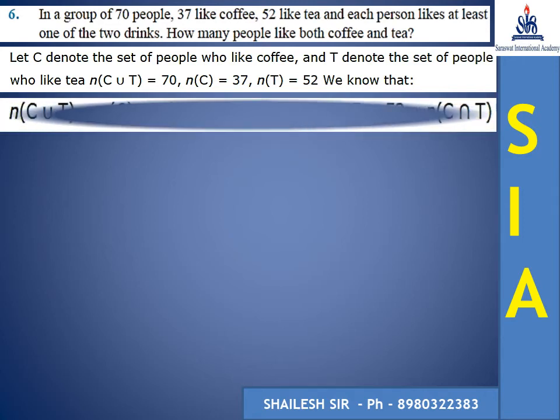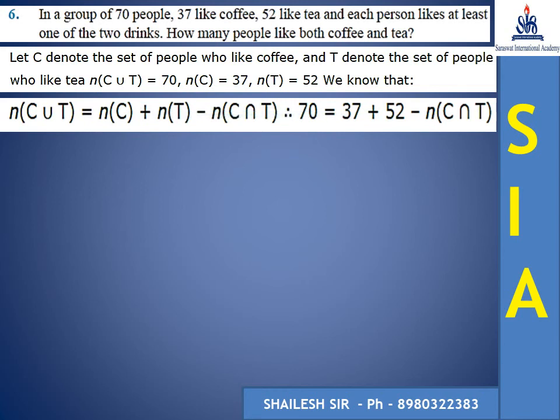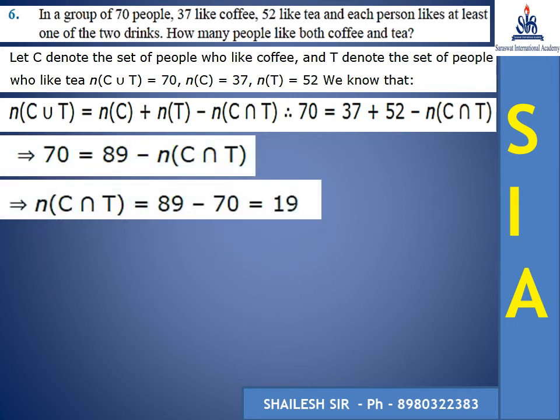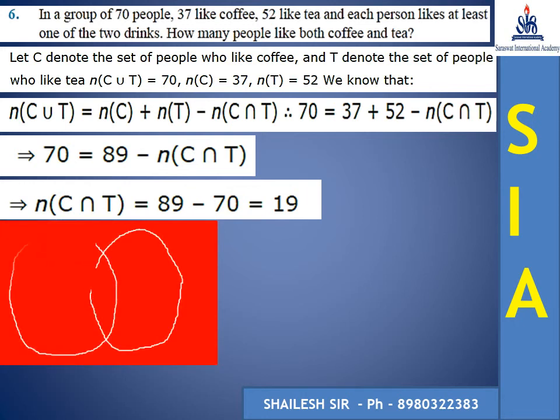Now apply our standard formula: N of C union T equals N of C plus N of T minus N of C intersection T. Putting in the values and calculating further, you get N of C intersection T is 89 minus 70, which becomes 19. Yes, I plot it on the Venn diagram. Students, this Venn diagram is very easy. Here there are two sets, one of C and one of T.